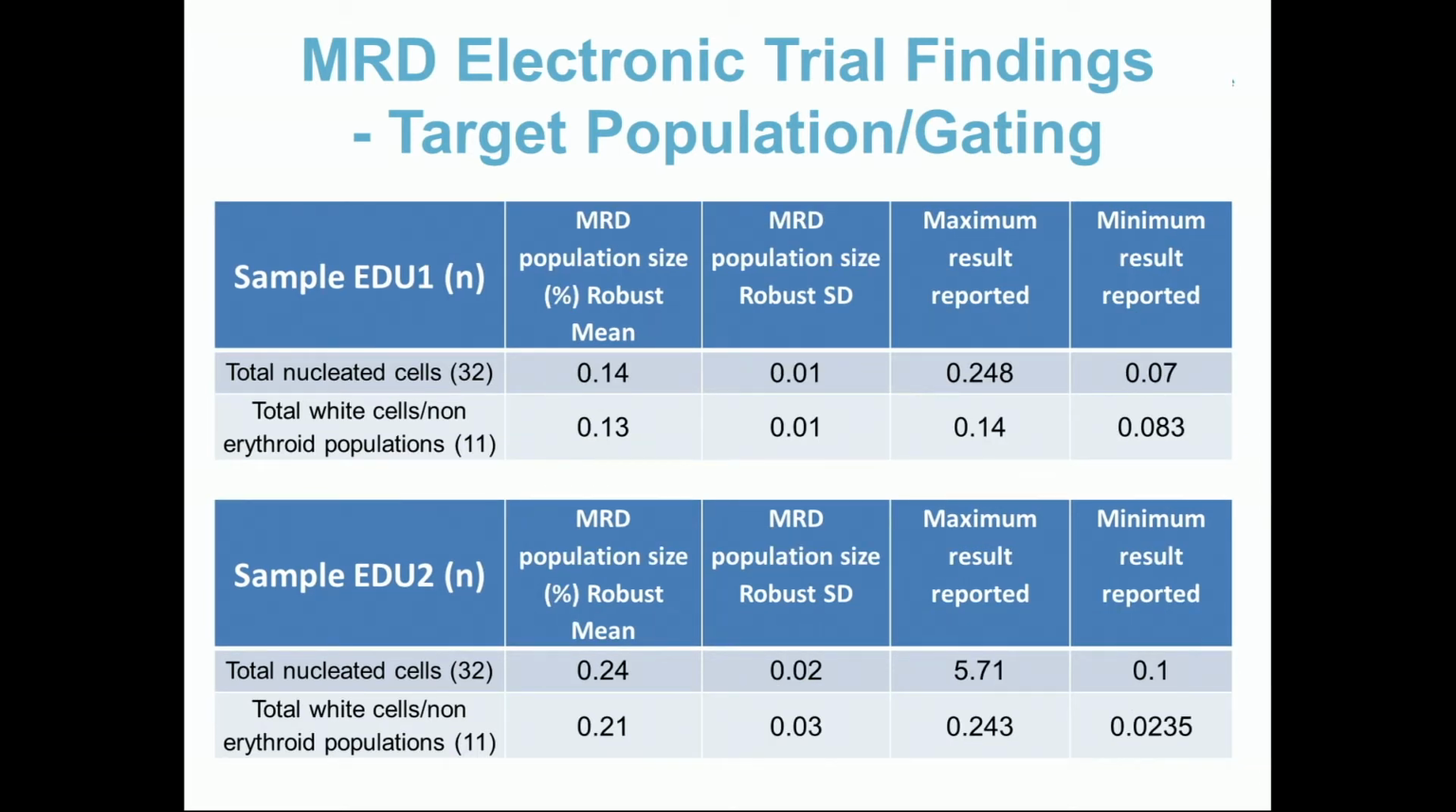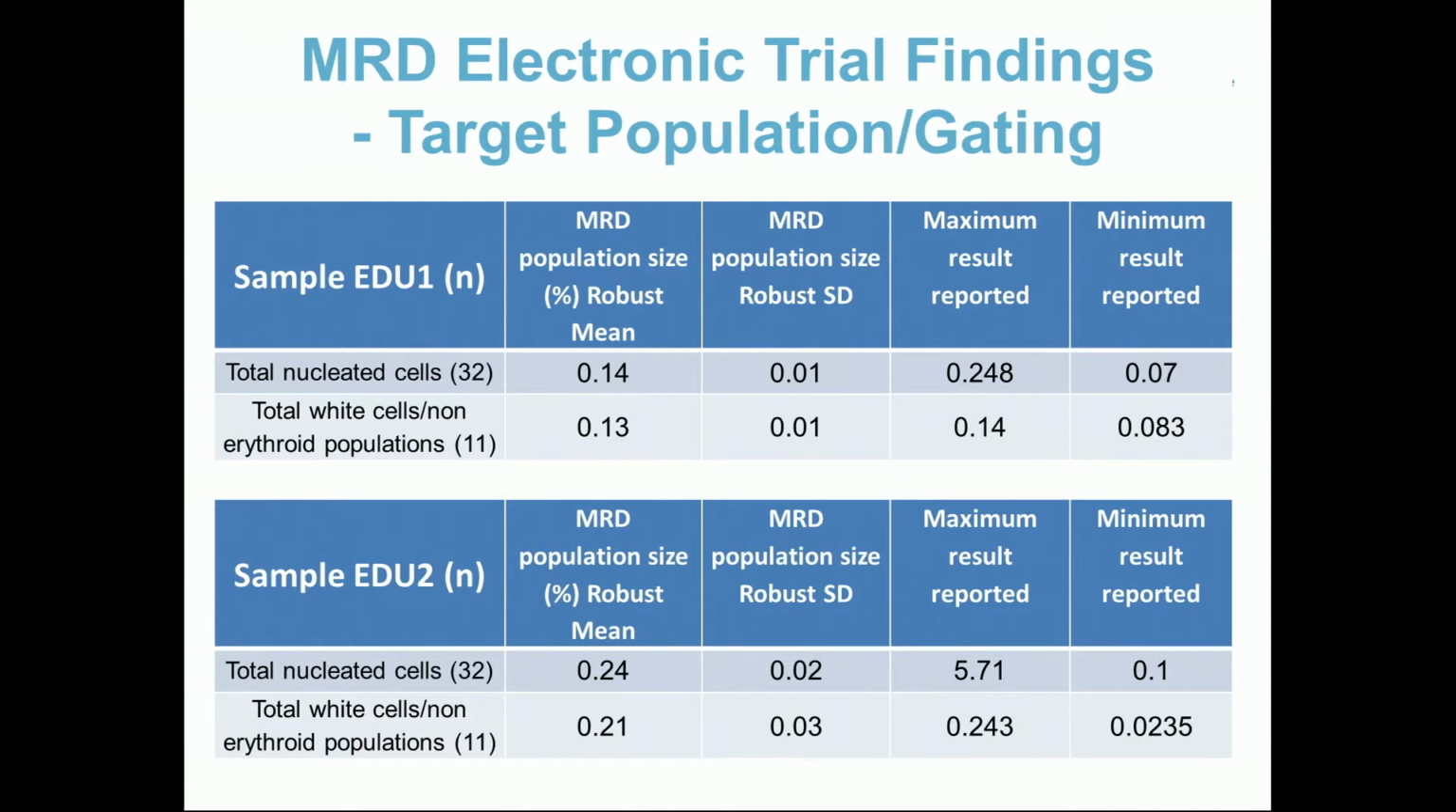If we translate that into actual MRD, the minimal residual disease population, we've got 0.14 and 0.13 between the two techniques, that's not bad. With an SD of 0.01, this is fantastic, that is brilliant. But we do have some big outliers. Here we've got twice the level, 0.24, and here we've got half the level of MRD. That's worrying. For the total erythroid population, 0.14 is not too bad, but again, 0.08 is a little bit low.